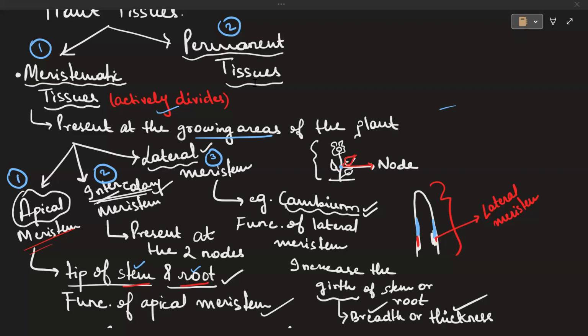Ma'am, what's the second meristem? The second one is intercalary. Okay. INTER, intercalary. CALARY.